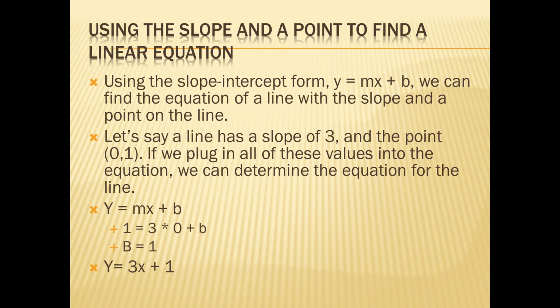Let's say a line has a slope of 3 and the point 0, 1. If we plug in all of these values into the equation, we can determine the equation of the line. So the equation y equals mx plus b, we plug in 1 for y, 3 for the slope, 0 for x, and we don't know what b is. Solving this, we can find out that b is equal to 1. And now we know that the equation of the line is y equals 3x plus 1.